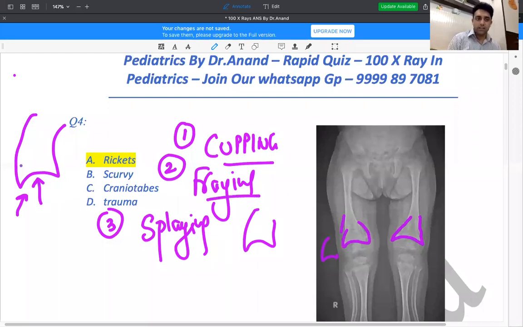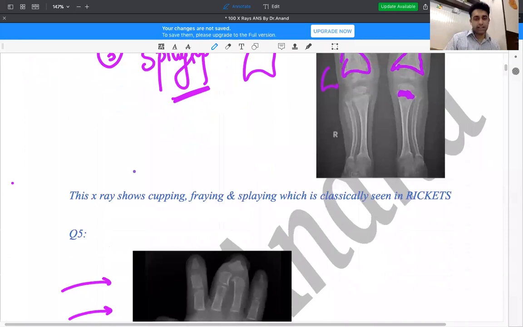What is fraying? This burnt out appearance, that is nothing but fraying. And widening of the wrist or widening of the leg, that widening area is nothing but splaying. So that's a very basic meaning: cupping, fraying, and splaying seen in the rickets.